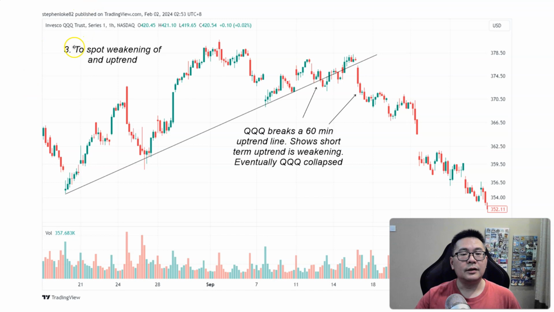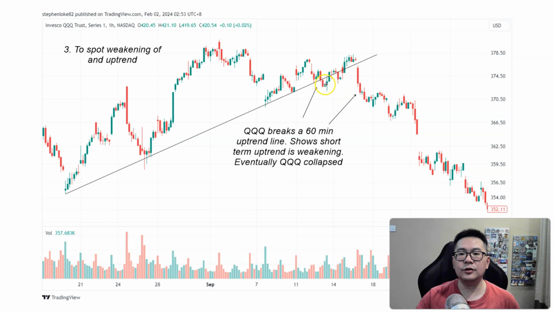So number 3, the third usage of the uptrend line is to spot a weakening of an uptrend. So I have with me the 60-minute chart of the QQQs. Here we draw an uptrend line, connect as many lows as possible. Now look what happened. First of all, the QQQ refused to make a higher high. So that in itself is actually a sign of weakening already. And it drops below an uptrend line.